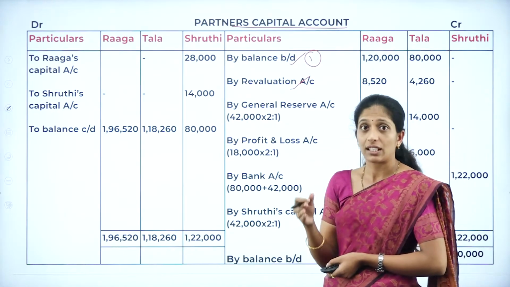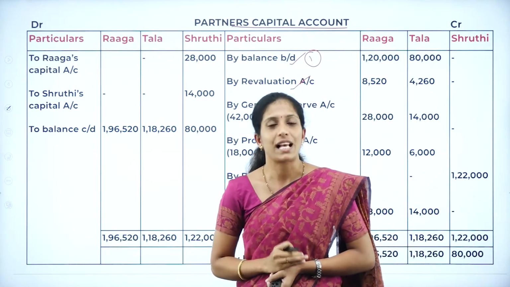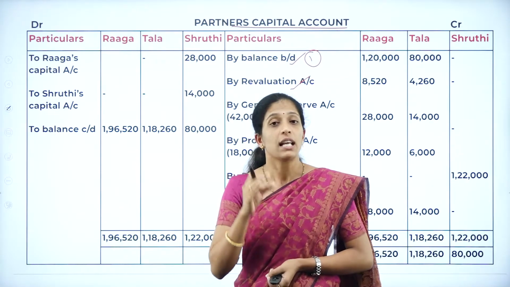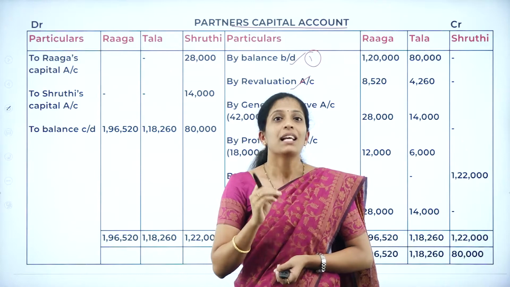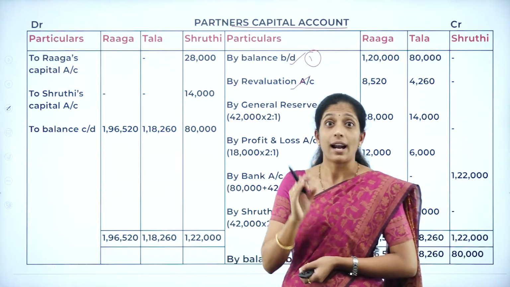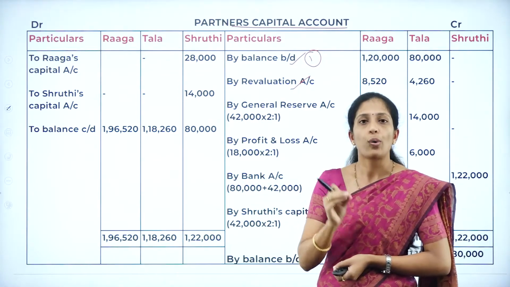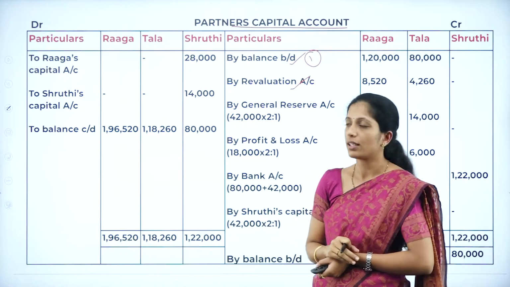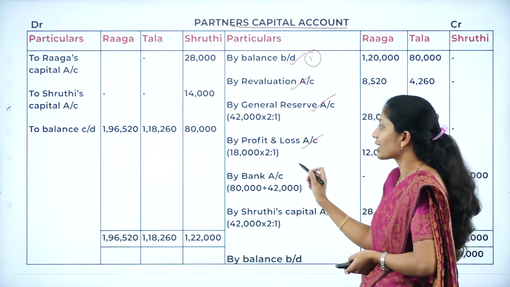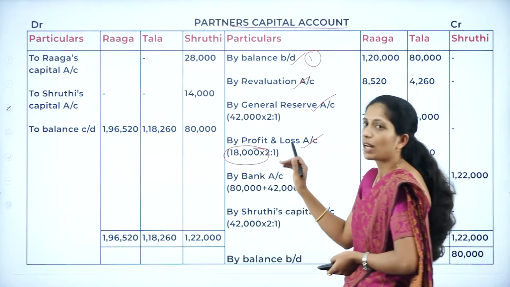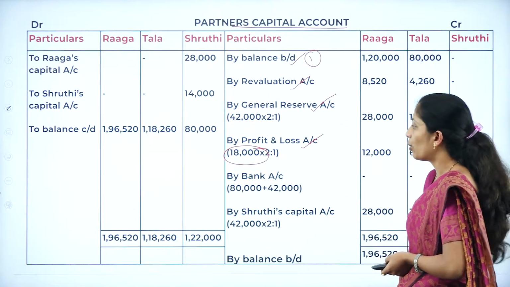Next, you will check whether there is any reserve fund as well as profit and loss account in the balance sheet. If you find any such item, you will transfer that item in the profit sharing ratio, and it has to be distributed only to the old partners in old ratio. Here in this problem, there was general reserve and profit and loss account. Now see, they have distributed only to the old partners in old ratio.